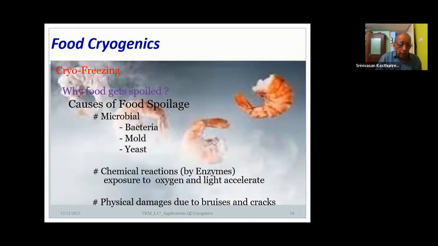Why is cryofreezing required? First of all, we know that if you keep the food in ambient conditions, the food gets spoiled. After some time, the food is not something which you can eat very well. What are the causes of the food getting spoiled? Microbial, maybe bacteria, mold, yeast, etc. Or there can be chemical reactions by enzymes, and exposure to oxygen and light accelerates them. Then there are also situations where physical damage due to bruises and cracks and so on will happen.